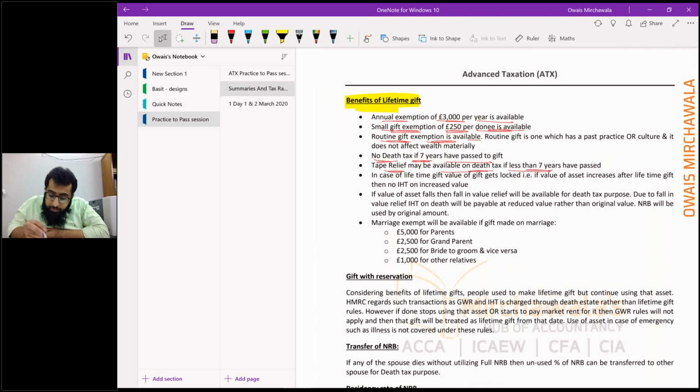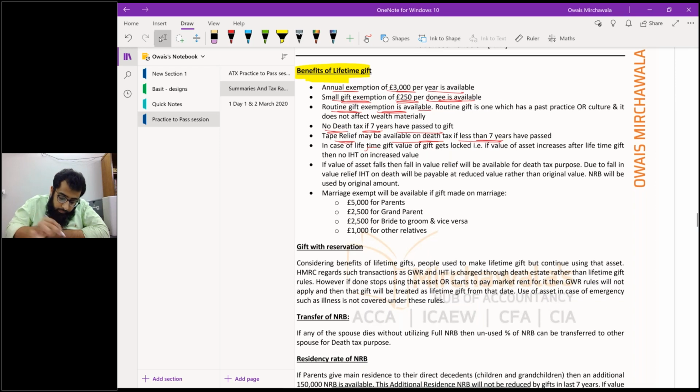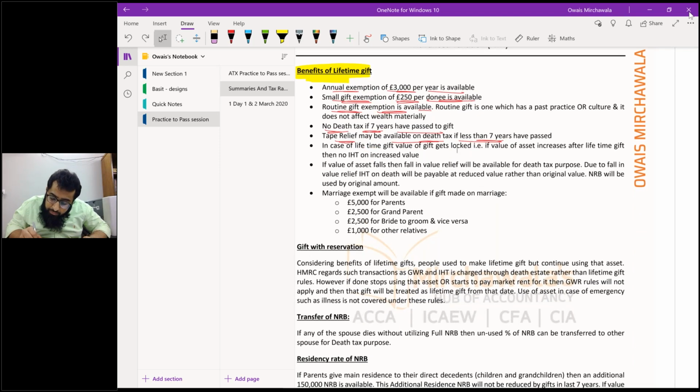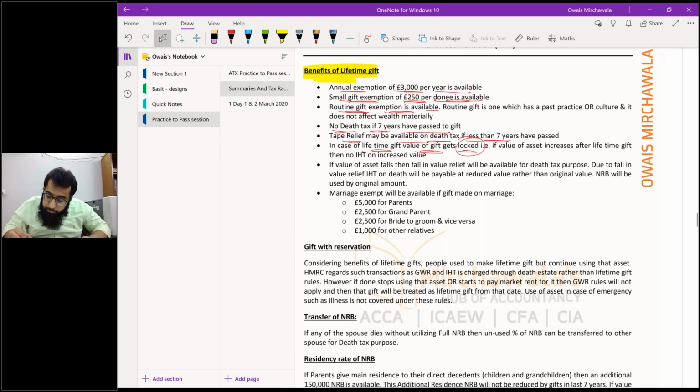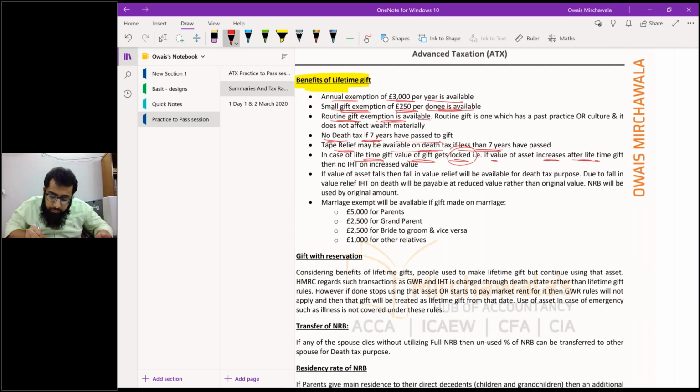What else will happen in case of a lifetime gift? The value of the gift gets locked. That is, if the value of the asset increases after the lifetime gift, then no IHT on the increased value. If the value of the asset falls, then fall in value relief is available. Marriage exemption is available if you gift at the time of marriage.